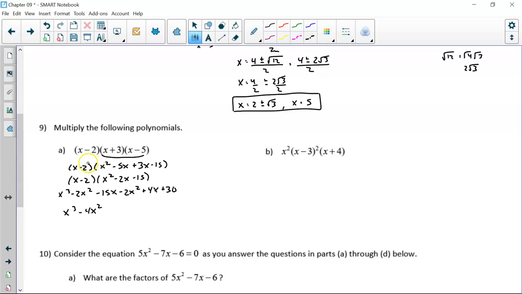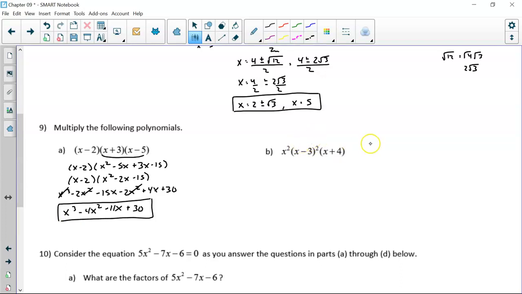Hold on, I made a mistake, I think. No, I think we're good. Minus 4x squared, minus 11x, and then plus 30. And that's what we get in standard form.